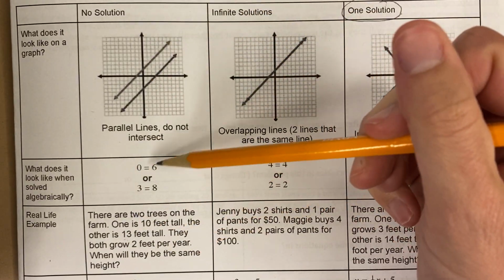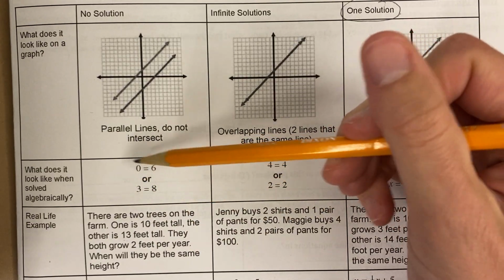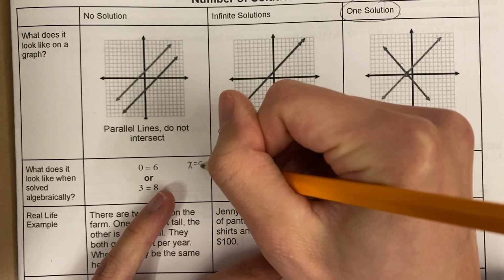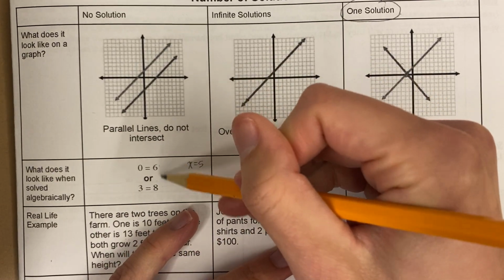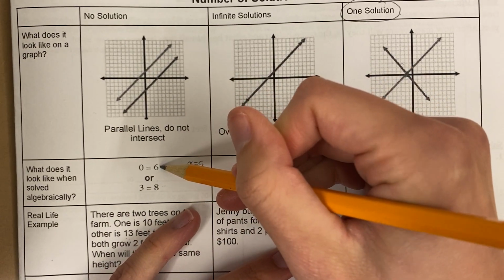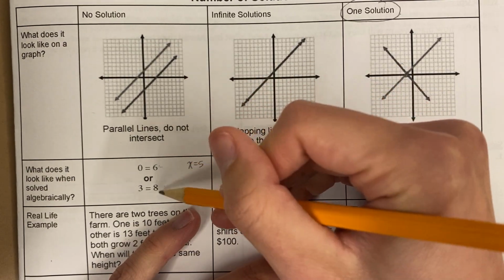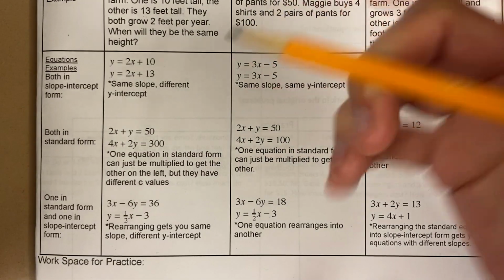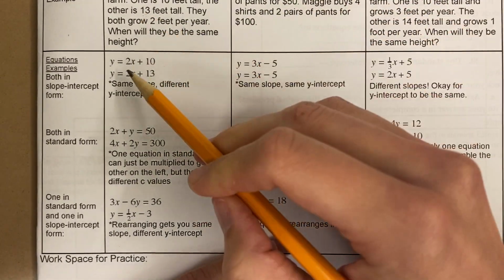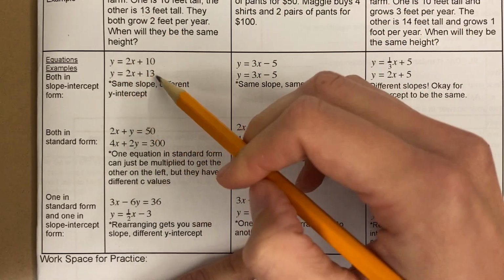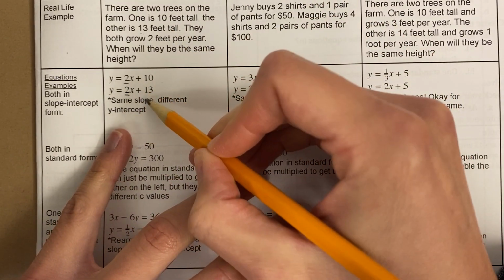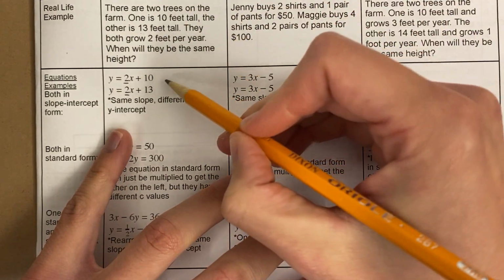Now let's say you're using substitution or elimination. What you'll get at the end, instead of getting something like x equals 5, you'll get something like this. Well, this is just an equation that's not true, right? 0 does not equal 6, 3 does not equal 8. And so you'll realize, oh, this system doesn't have a solution. And what it looks like in equations is, in slope-intercept form, they have the same slope and different y-intercepts. And what that creates is parallel lines.